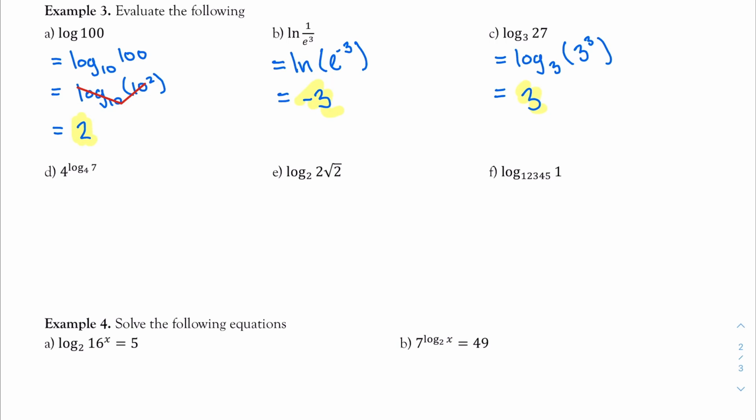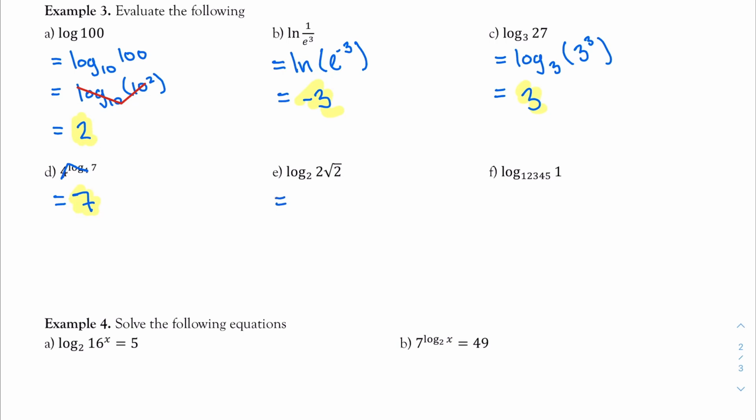Now we continue forth into the second row. Part D: 4 to the log base 4 of 7. Again, we have this little unique property where if my bases match, in this case 4 and 4 are my bases, then I can simplify this to be whatever is left over in my logarithm. In other words, I get 7.